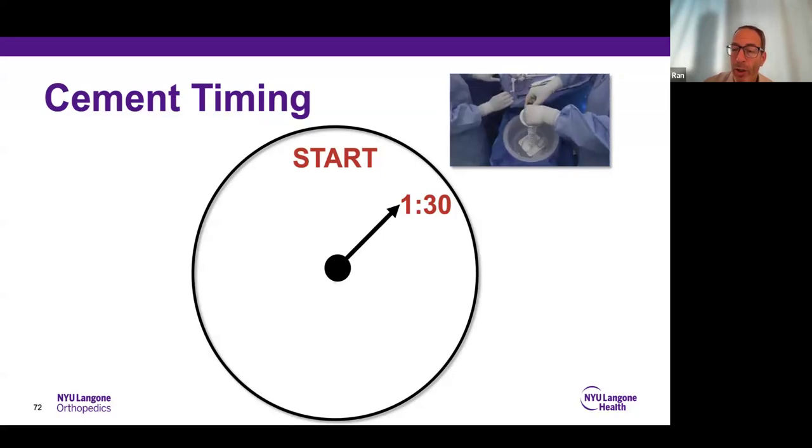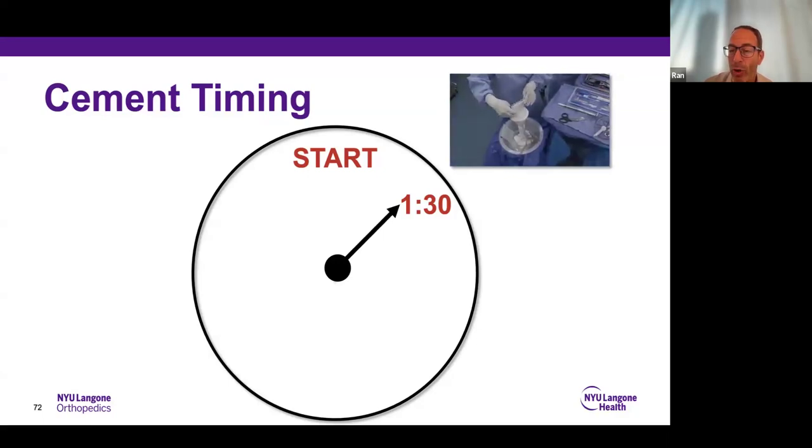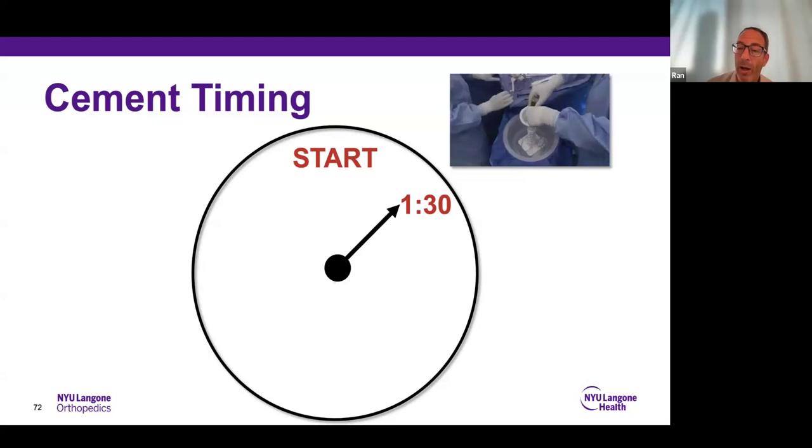It's better to be early and have the cement still liquid and a little bit messy than be late and have a stem that you started pushing down the canal and get stuck. Because then you're going to have to somehow remove it and remove cement, and that becomes extremely difficult.